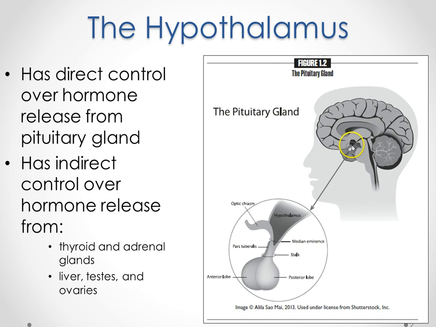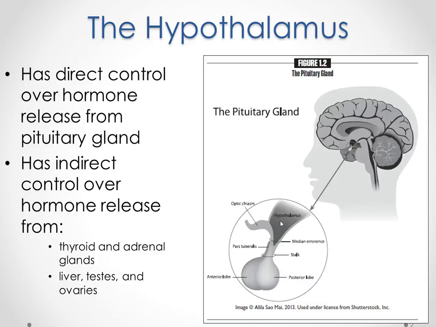If you look at figure 1.2 in your lab manual, this dark area on this figure is going to be where the hypothalamus is. You can see it enlarged right here. The hypothalamus is considered to be a master organ for the endocrine system because it's going to be involved in the production and the secretion of a lot of different hormones in other organs.